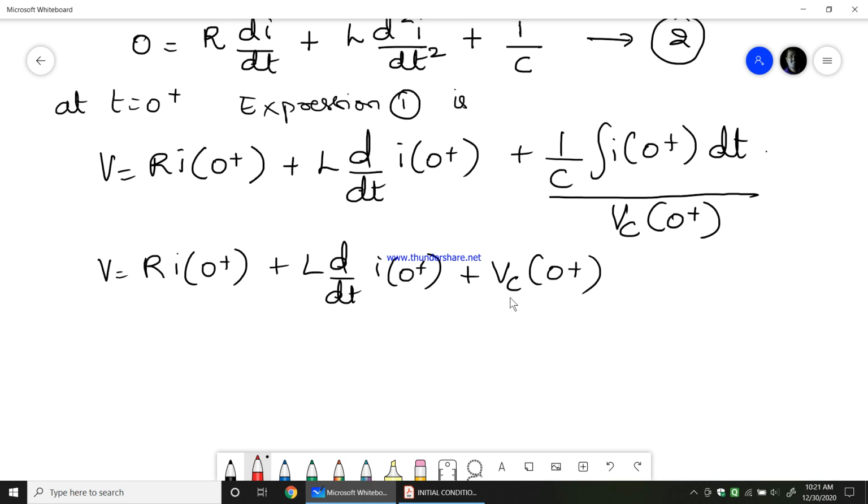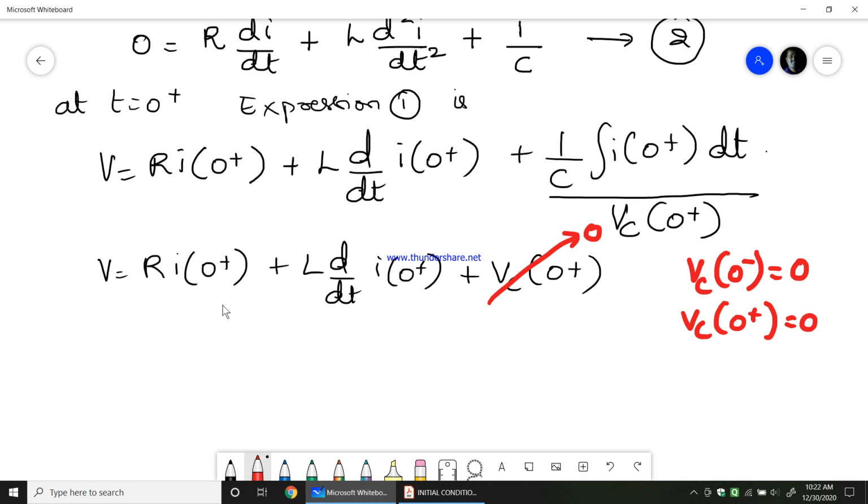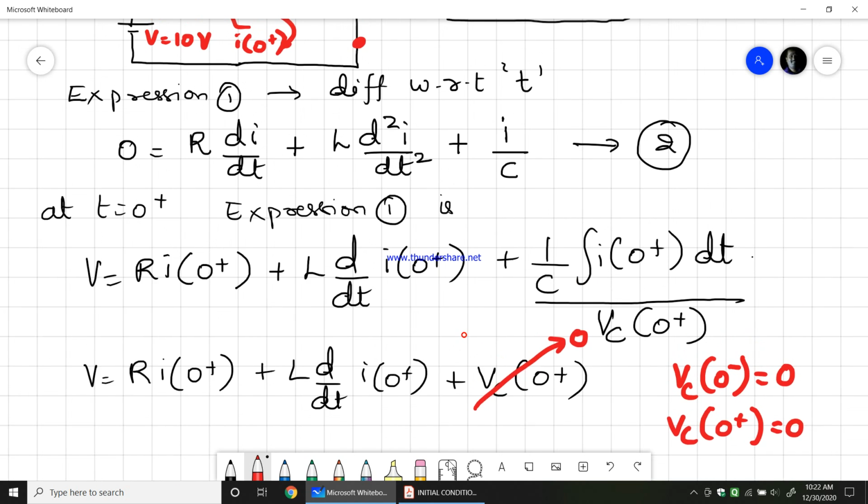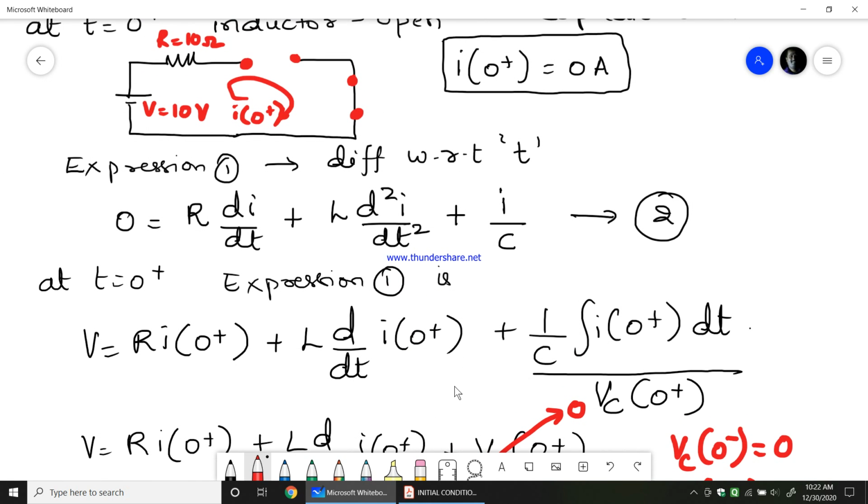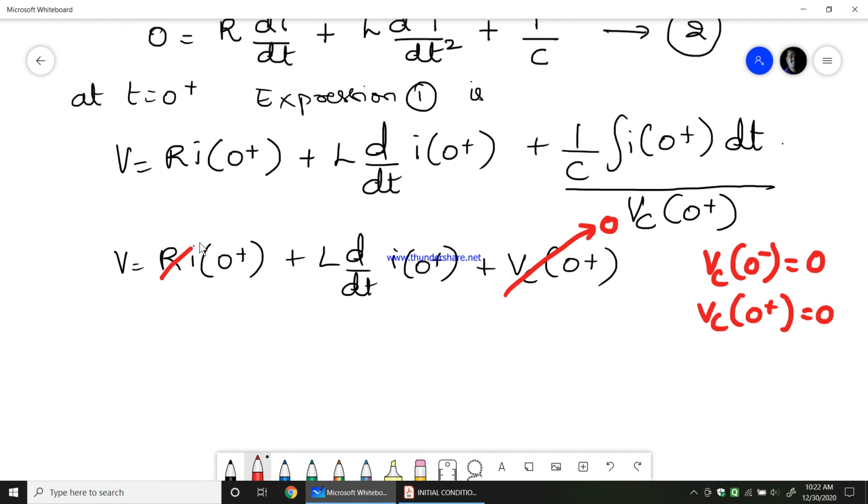Now as the initial voltage across the capacitor is not given, we have assumed that it is 0. Therefore Vc of 0 plus will also be 0, because in the earlier discussion we saw that Vc of 0 minus is equal to Vc of 0 plus. Therefore this parameter becomes 0. We also know that I of 0 plus is 0 amps, which we found earlier, so R into I of 0 plus also becomes 0. Therefore V equals L into d by dt of I of 0 plus.